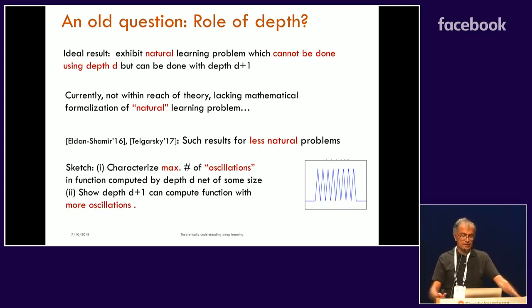And the idea in these new proofs, and there are some follow-up papers, is to characterize the maximum number of oscillations in a function computed by depth D of some size, so oscillation in high dimensions. And then you show mathematically that depth D plus one can compute functions with way more oscillations. Somehow adding even one more layer can introduce a lot more oscillations. So that's roughly the idea. Now, as you can see, this setting is very much a mathematical setting, studying classes of functions and so on. It's not clear what it has to do with natural learning.